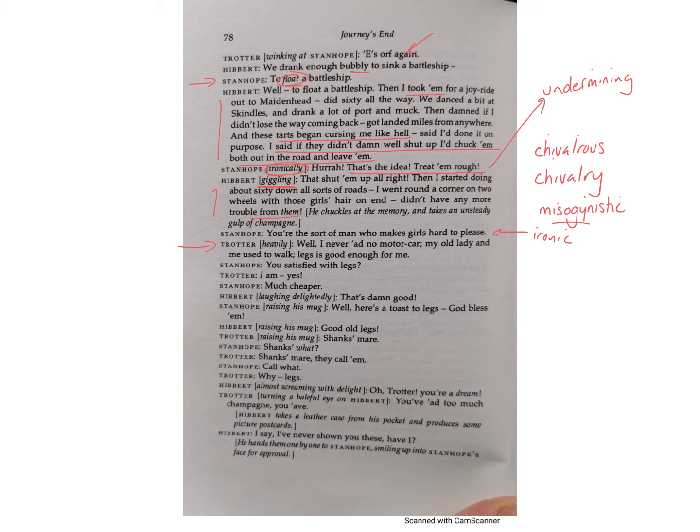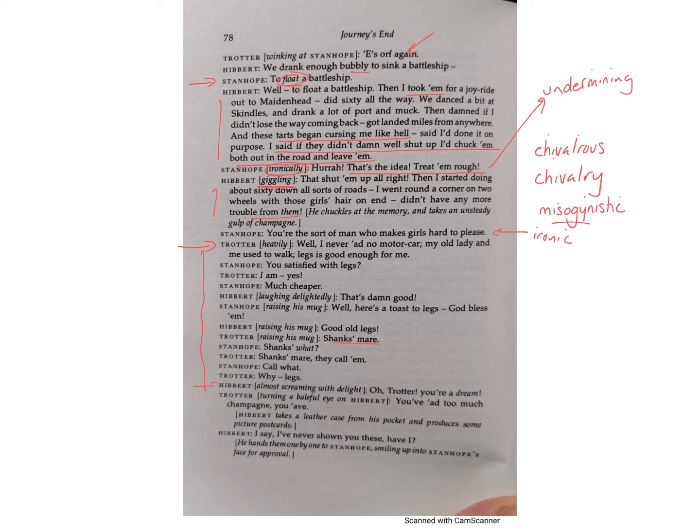And Trotter comes in talking about Shanks's pony, Shanks's mare, the idea that Trotter hasn't got a fast car, hasn't been able to ride round impressing women. He's much more down to earth, much more everyday than Hibbert. So this idea of "you satisfied with legs?" "Yes, I am. They're much cheaper." And Shanks's mare or Shanks's pony is a very old fashioned way of saying walking. Trotter is a figure of some fun, some joking, and is very practical, very back to basics.